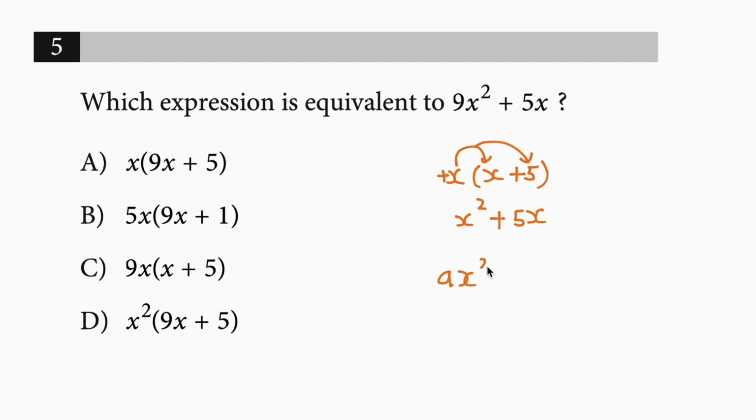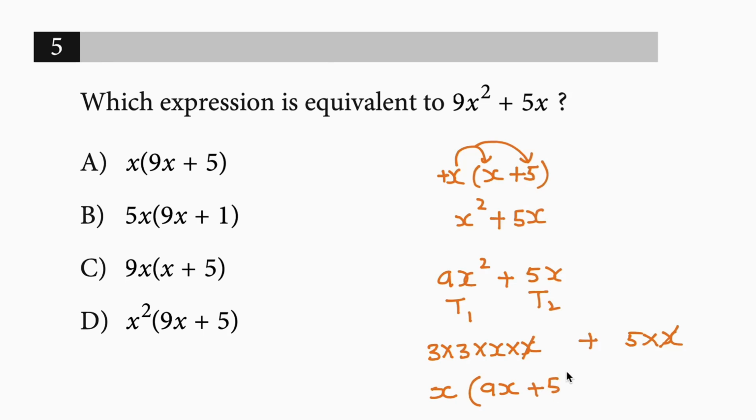So this 9x squared is term 1 plus 5x, it's term 2. Now if we write all the factors, 9x squared is 3 times 3 times x, term 1 is factorized, plus 5 times x. Now we will see which term or variable or number is common in both the terms. So this is x, right? We will take x common. Now what is left? 3 3s are 9 and x, 9x plus 5, right?